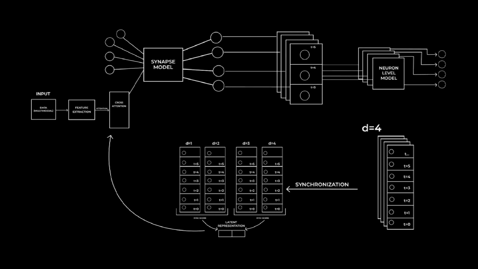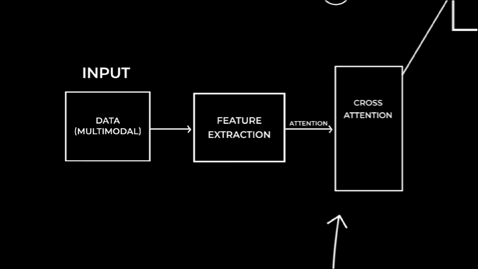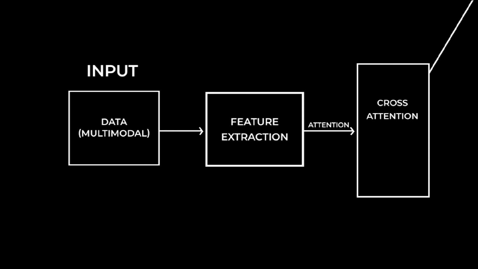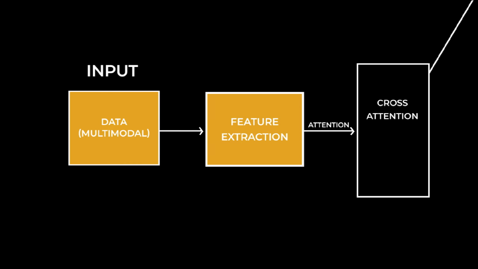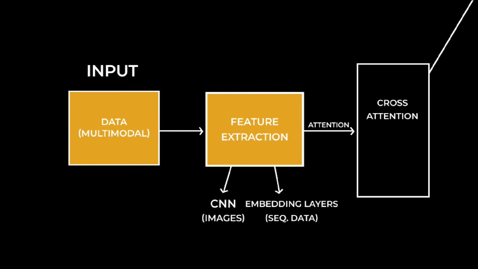Where does the input go? CTM is designed with a pretty flexible input mechanism which allows its core architecture to be applied across pretty much anything, as long as you can extract features from it. The raw input data would just need to be processed by a feature extractor module, and this could be a CNN for images or embedding layers for sequential data.